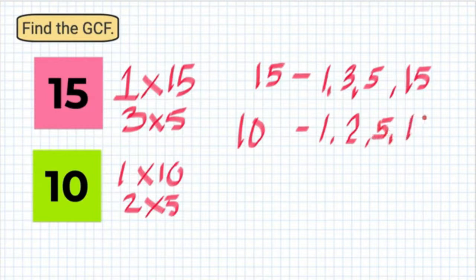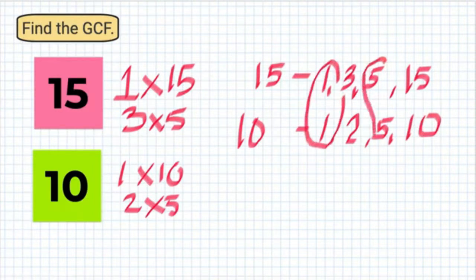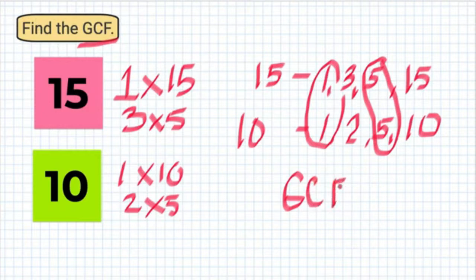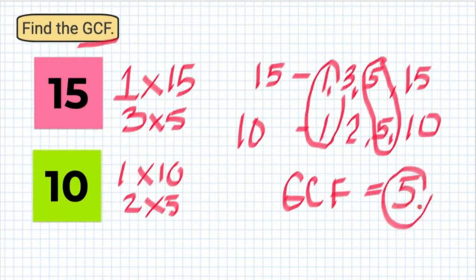Now try to look at whether there are any common numbers. Yes, there are. The common numbers are 1 and 5, but take note, we need to get the greatest, the greater between 5 and 1. And 5 is greater, of course. So the GCF of 15 and 10 is 5. This is the largest number that can exactly divide 15 and 10. That's right. 15 divided by 5, and you can also divide 10 by 5. So therefore, the GCF of 15 and 10 is 5.